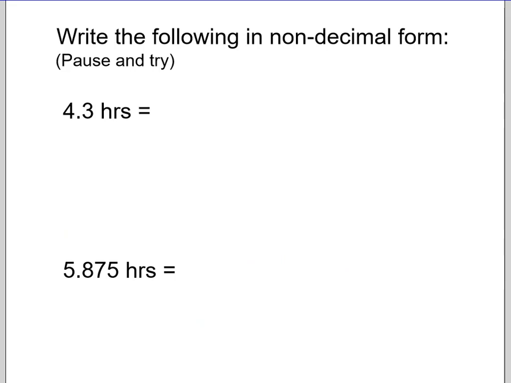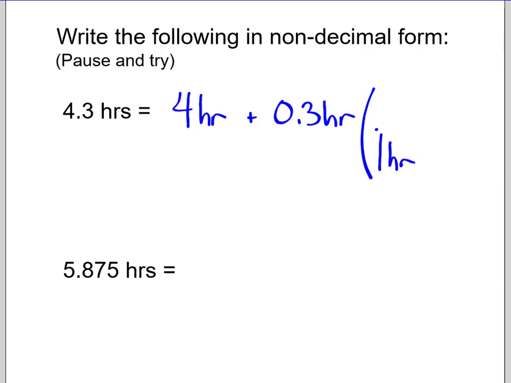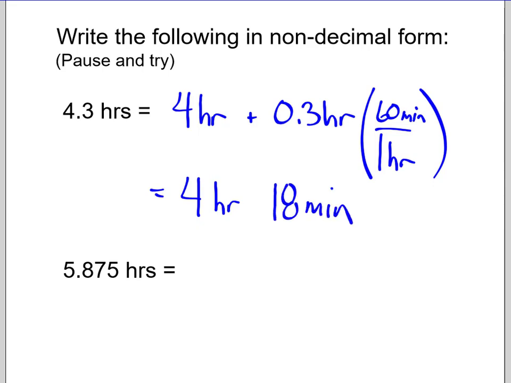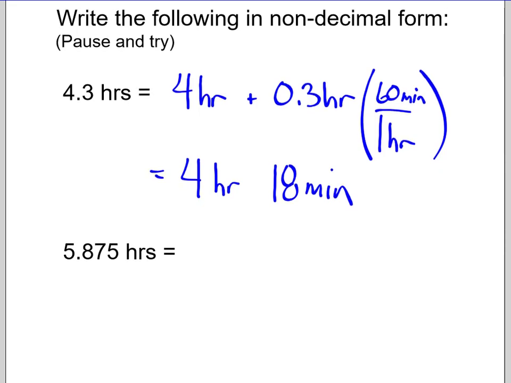Alright, so you want to pause it and try your own here. So we're going to try and write these in a non-decimal format. Okay, so we're going to try and get rid of those decimals. Okay, so we have 4 hours for sure, and then we have 0.3 hours, and we're going to try and get rid of that. So we'll start with minutes. So 1 hour is 60 minutes. So this would become 4 hours, and then 0.3 times 60 is 18 minutes. Okay, hopefully that makes a bit more sense.